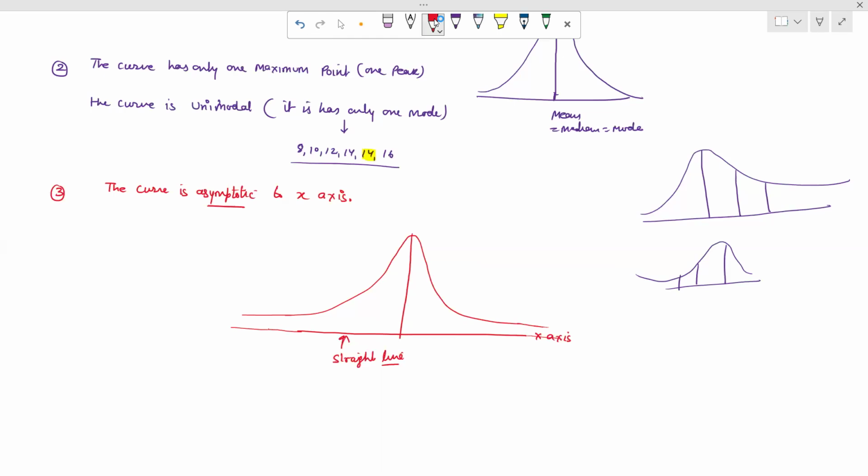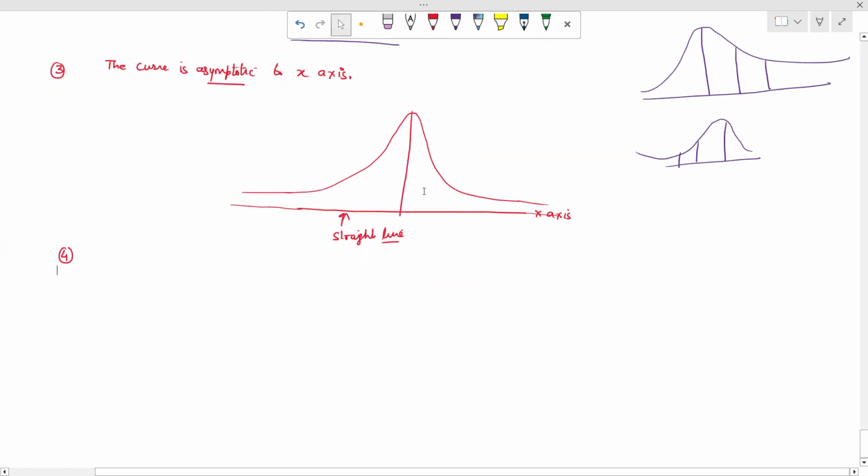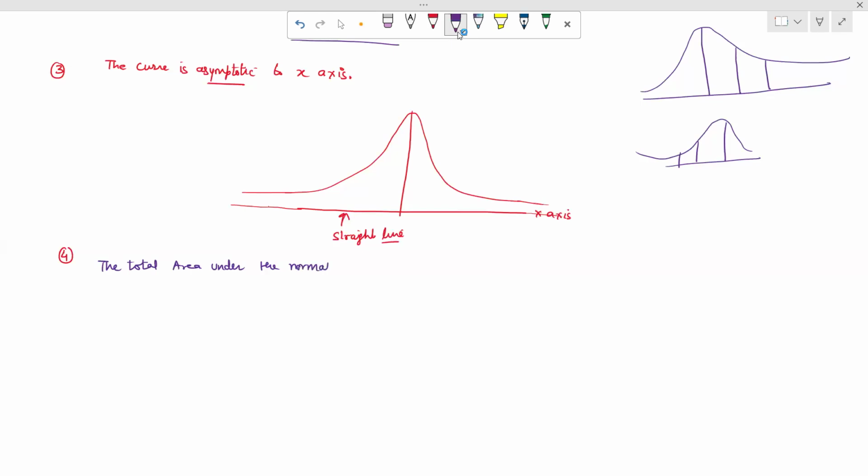Now, the fourth most important thing is the area, or probability. So we discuss here the area. Okay. So the total area, we write down, the total area under the normal curve is 1.